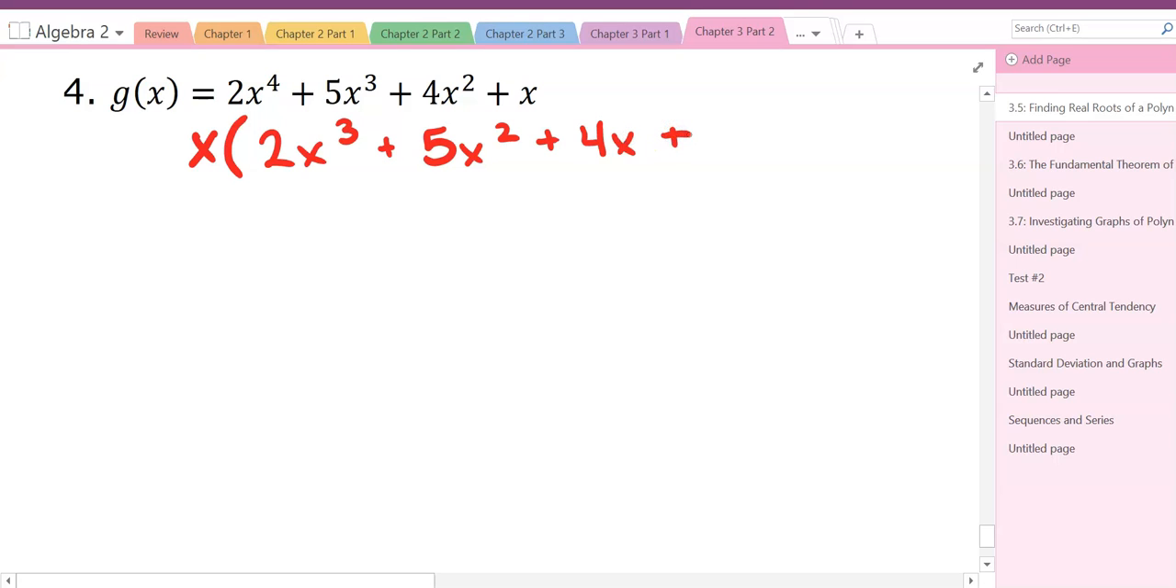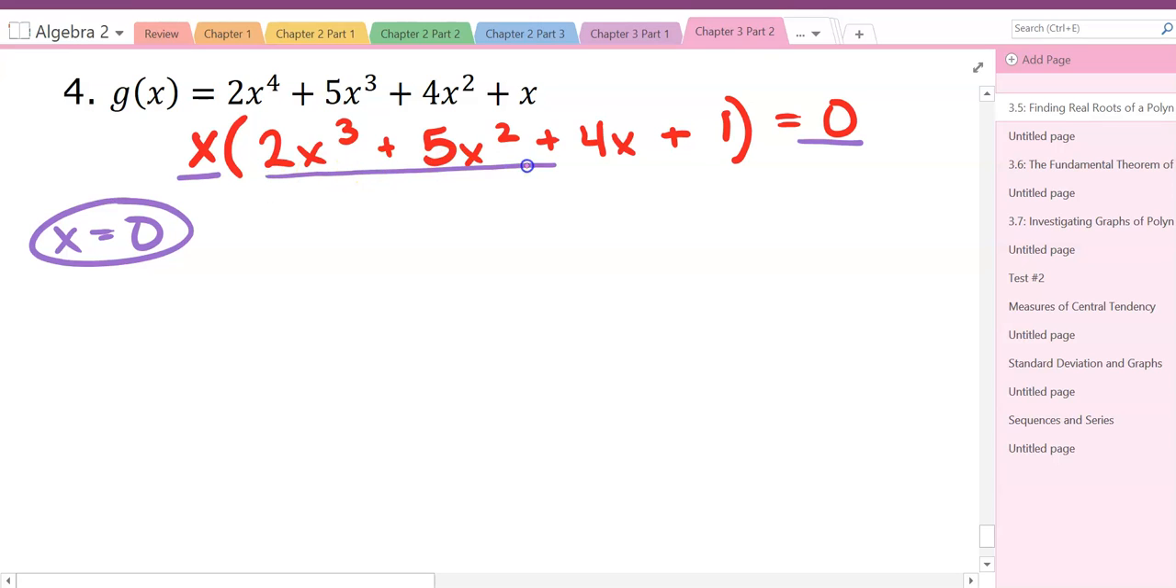Plus 1. Okay? And remember, this is really being set equal to 0. So one of my zeros is going to be right here. X equals 0. There's one of them. Now what we want to do is finish this up by focusing on that piece that's remaining, that 2x to the 3rd plus 5x squared plus 4x plus 1.